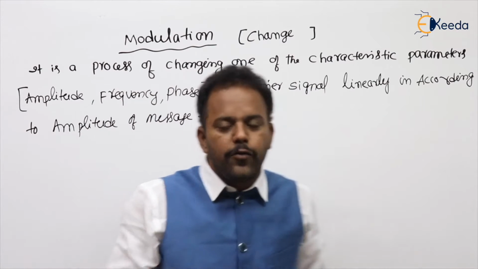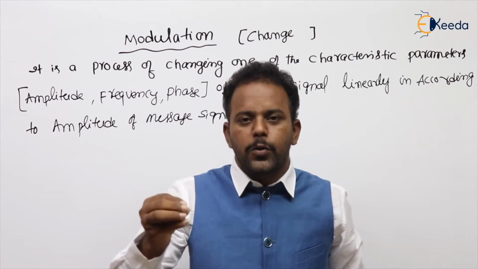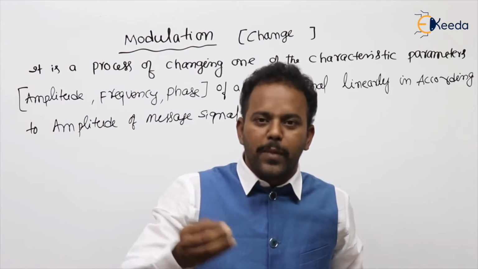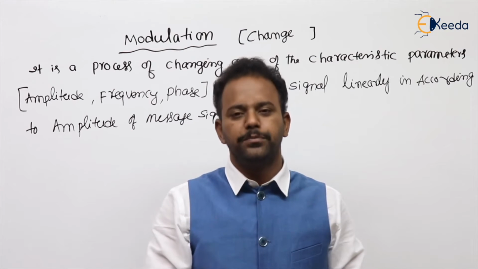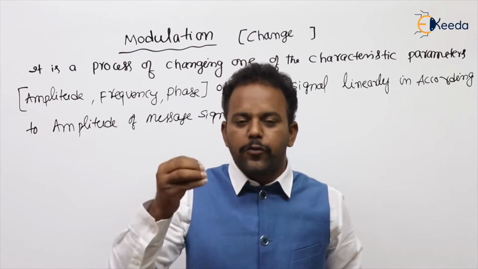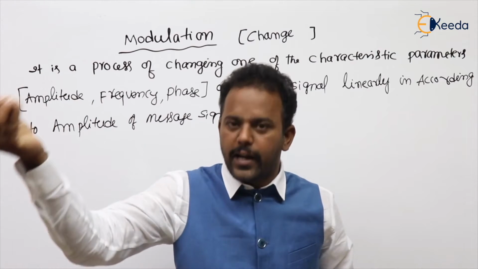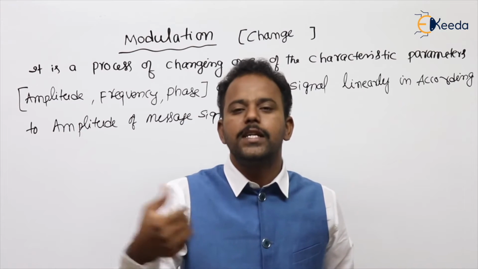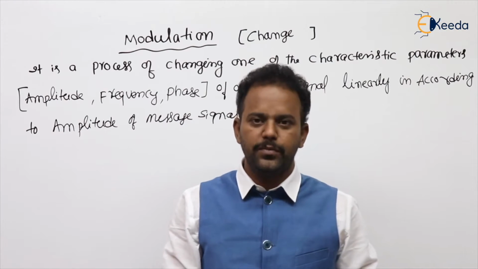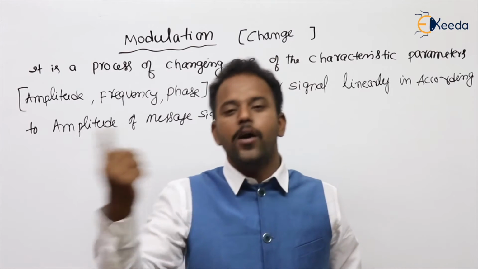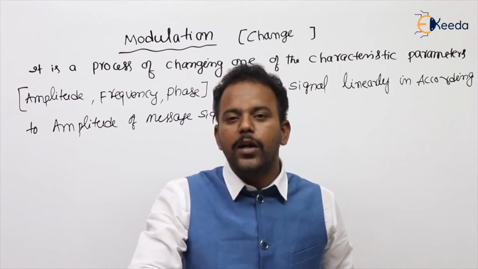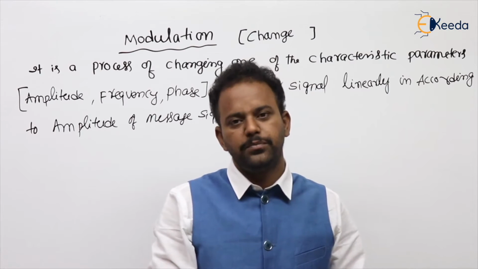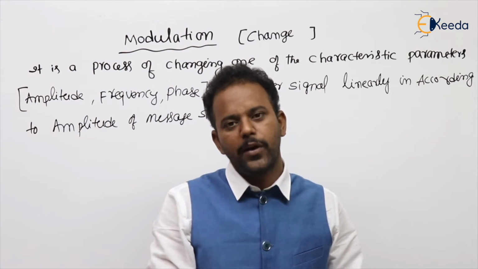If you are changing the amplitude of a carrier linearly in accordance with the amplitude of a message, it is called amplitude modulation. If you are changing the frequency of a carrier linearly in accordance with the amplitude of a message, it is called frequency modulation. If you are changing the phase of a carrier linearly in accordance with the amplitude of a message, it is called phase modulation. Are you understanding my point or not?